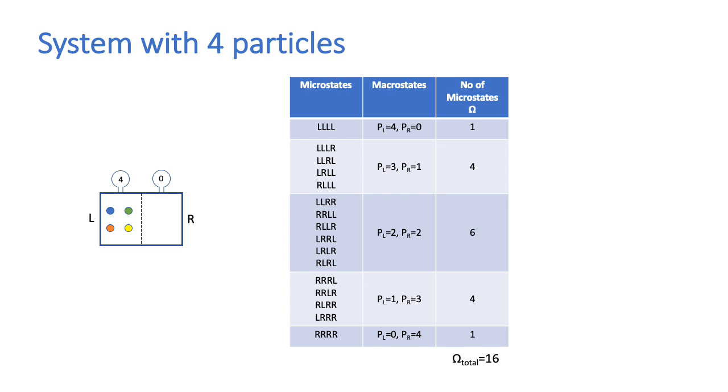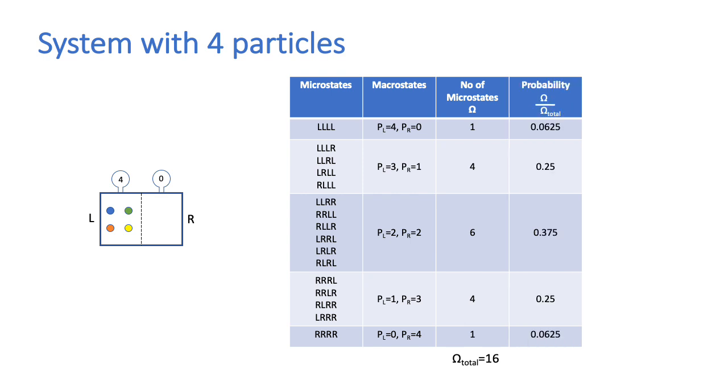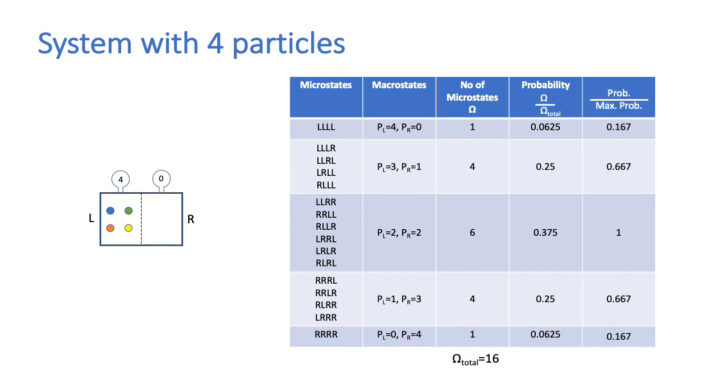Let's add a column listing the number of microstates. The total number of microstates in this case is equal to 16. Finally, let's calculate the probability by dividing omega by omega total. And we'll see that the highest probability, again, is in the middle, where PL is equal to 2, PR is equal to 2. And finally, a column giving the probability divided by the maximum probability.